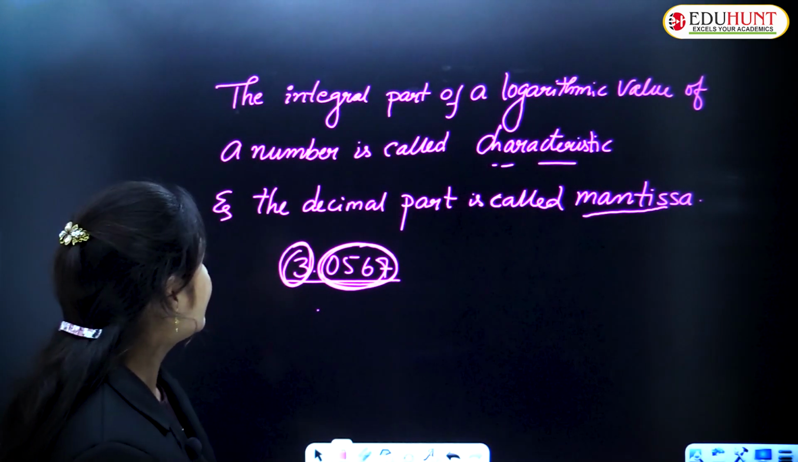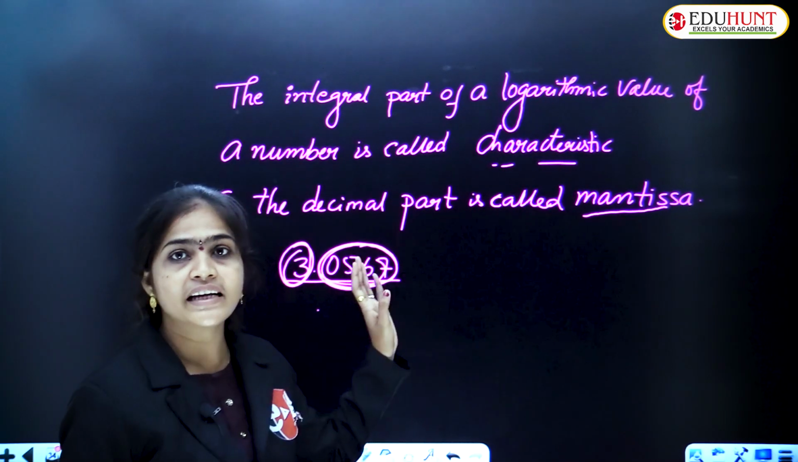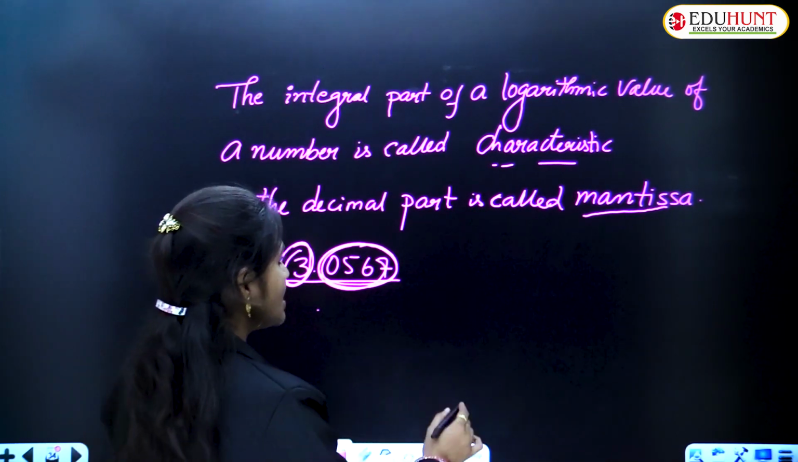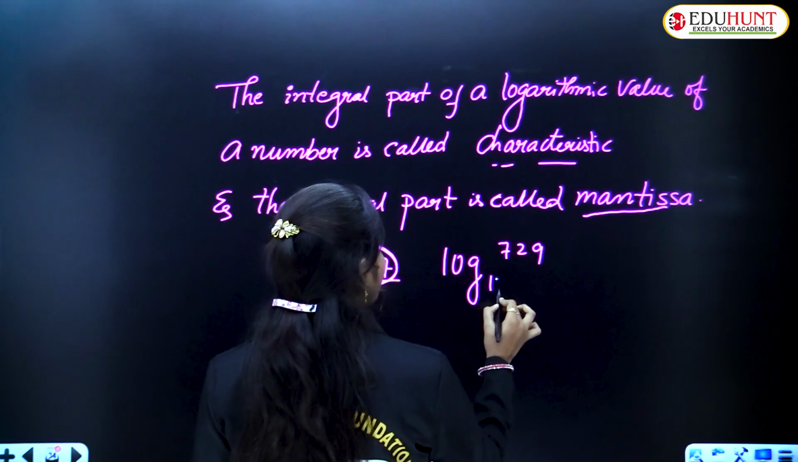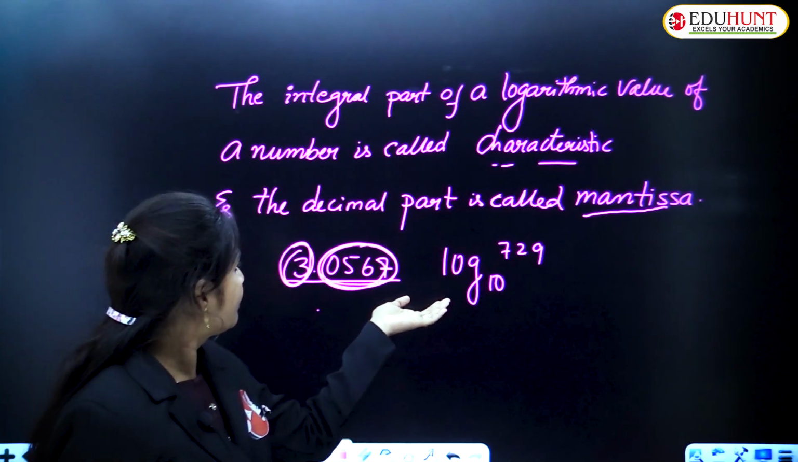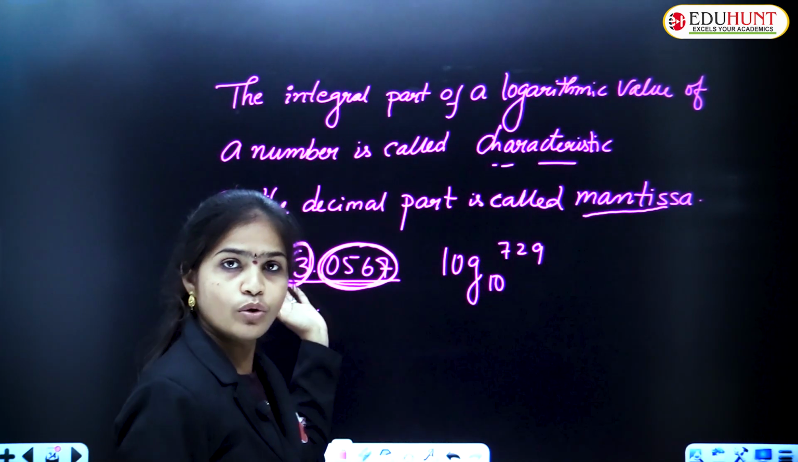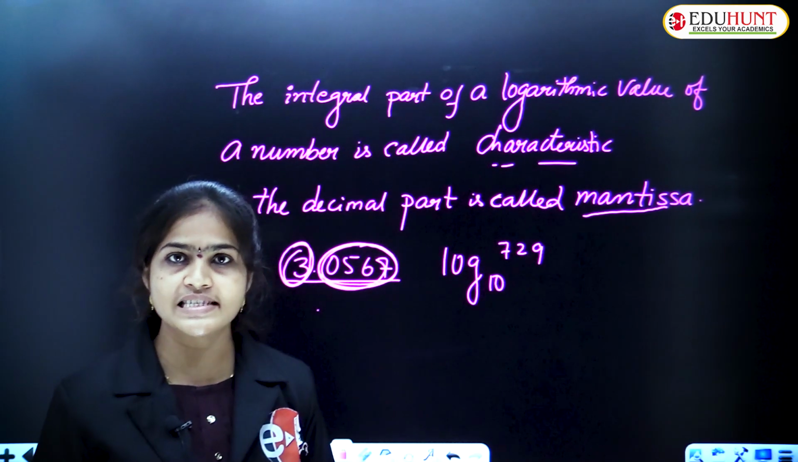Okay, so how to find the characteristic of any number? For example, here the number is an integer, just like log 729 to the base 10. So what is the characteristic of this value? Here we don't know the exact value, the decimal value of this one. So how to find the characteristic?